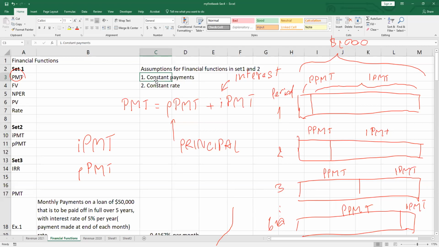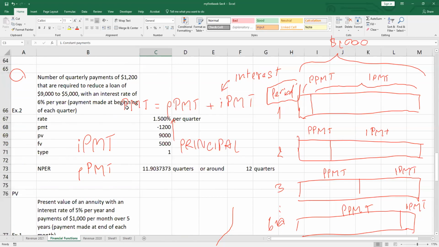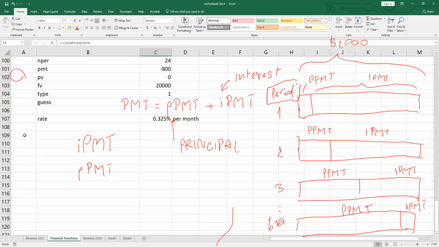So when you have to calculate this, there is one more argument that you have to know and use, which is called period, because you have to specify what month or what period you would like to know the amount of principal or the amount of interest. Okay, so now let's see the function IPMT. I'll start from the interest first.